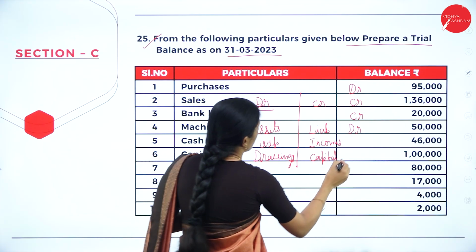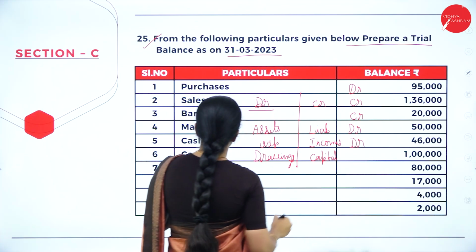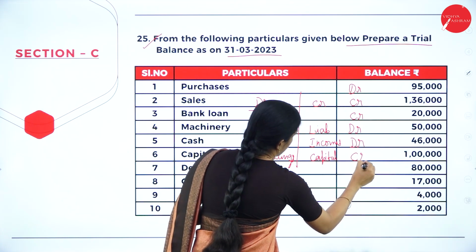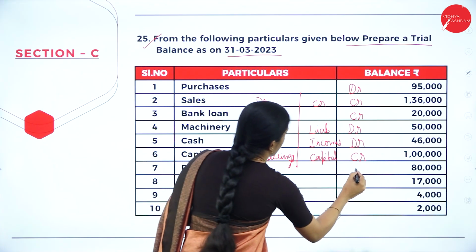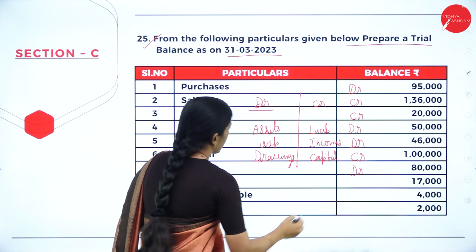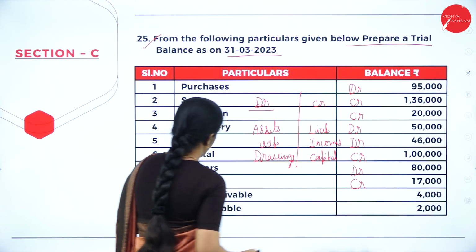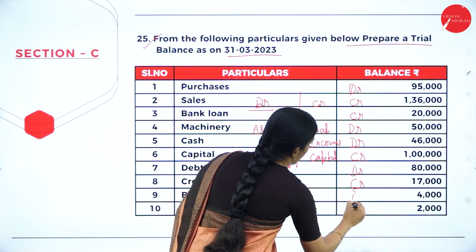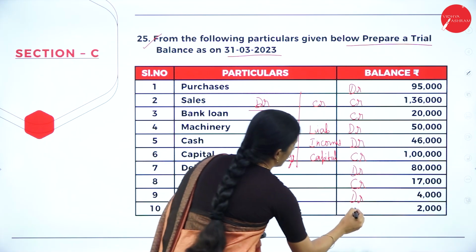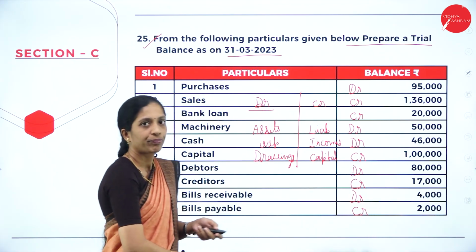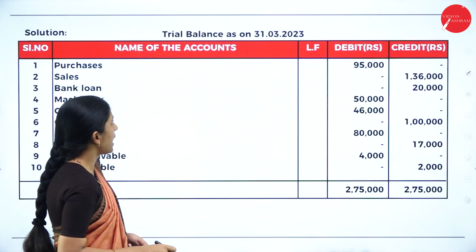Cash is an asset. Debit. Capital. Credit. Debtors is an asset. Debit. Creditors. It's a liability. Credit. Bills receivable is an asset, debit. Bills payable is liability, so credit. Okay. Now, let us see the answer here.